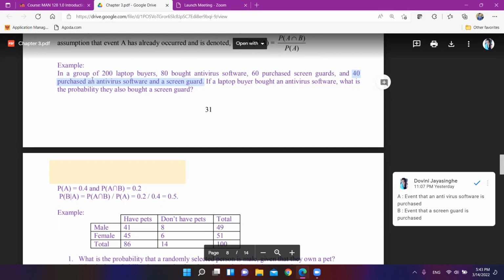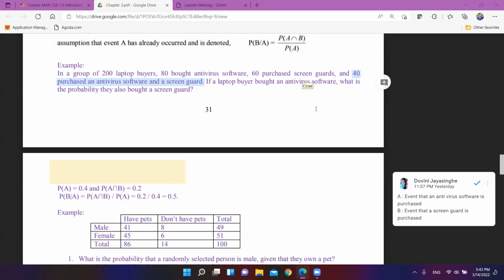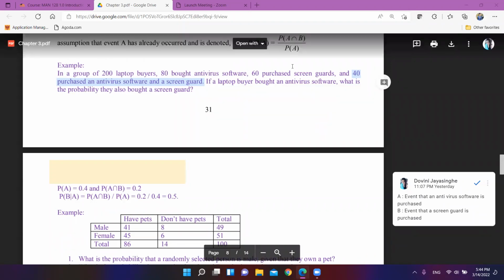That comes to 0.2. Did you understand? The one who asked in the chat room. Intersection always means the AND operation: antivirus software and screen guard. Did I answer your question? Did you understand now? Yes, Danoda.